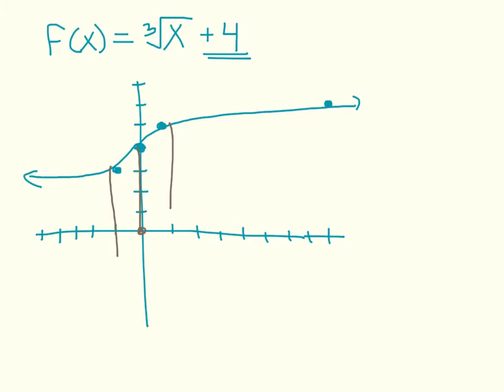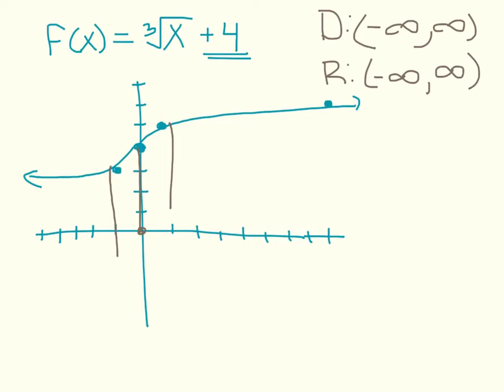The domain on this is all real numbers because it's still going from negative infinity to infinity. And the range on this is also all real numbers. So on the cube root function, the domain and range didn't get changed.